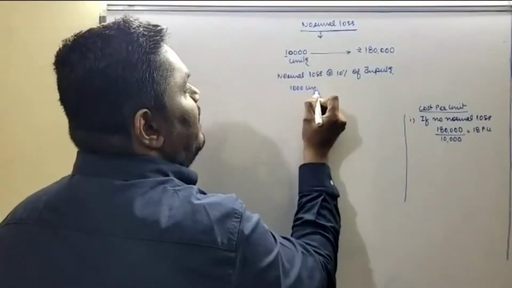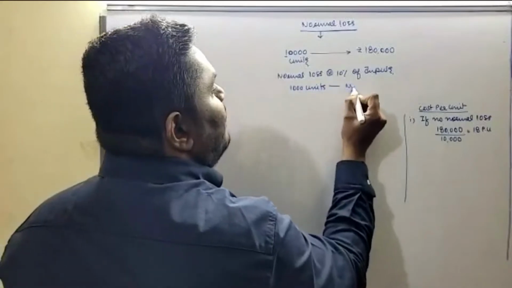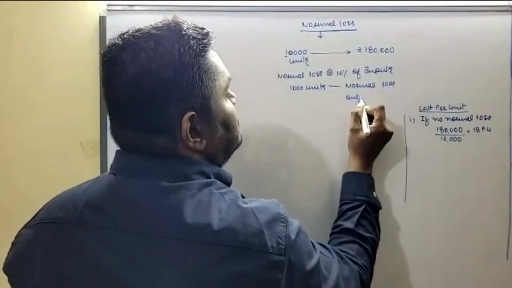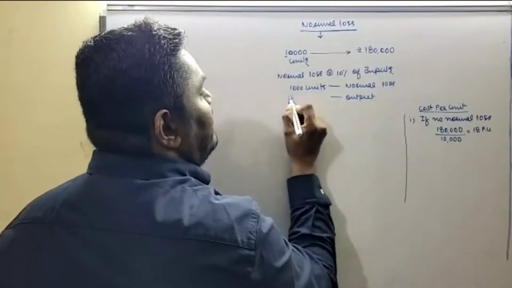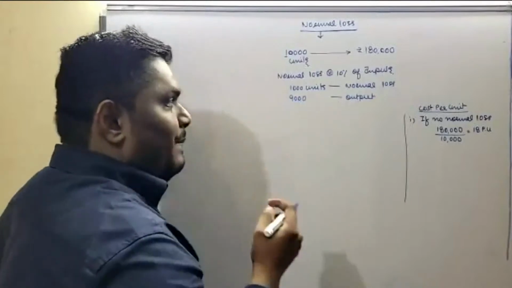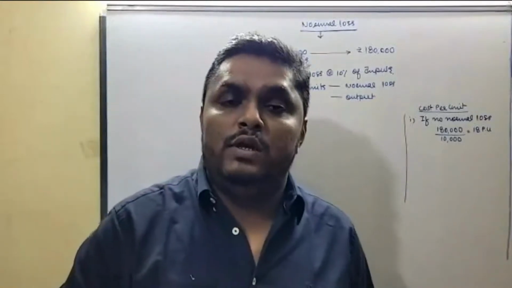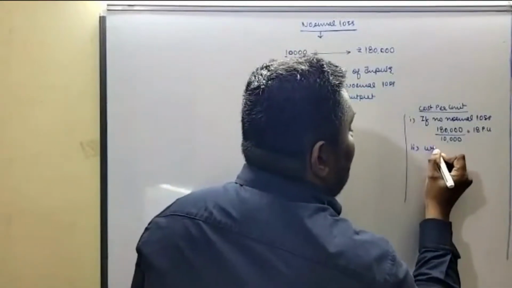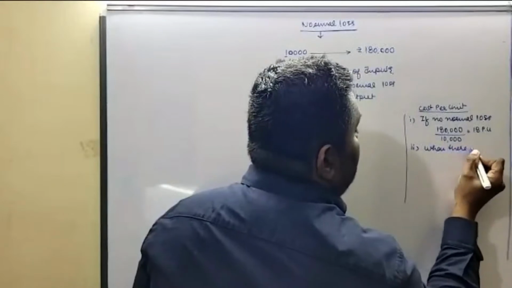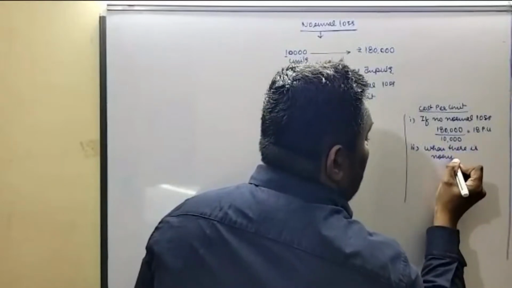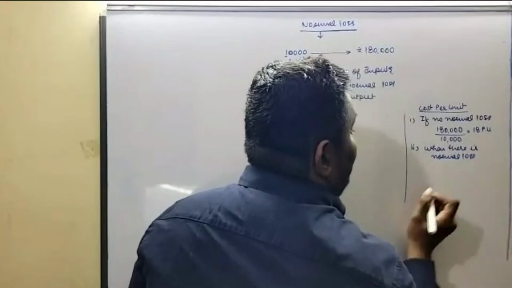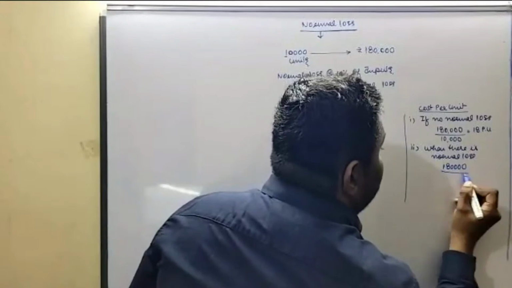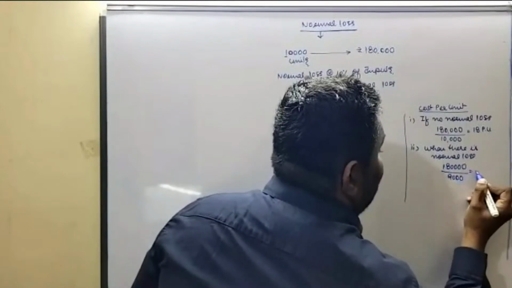So my normal loss will be 1,000 units. And my output will be how much? 9,000 units. My output will be 9,000 units. So in that case, when there is normal loss, this 1,80,000 cost will be absorbed by 9,000 units.